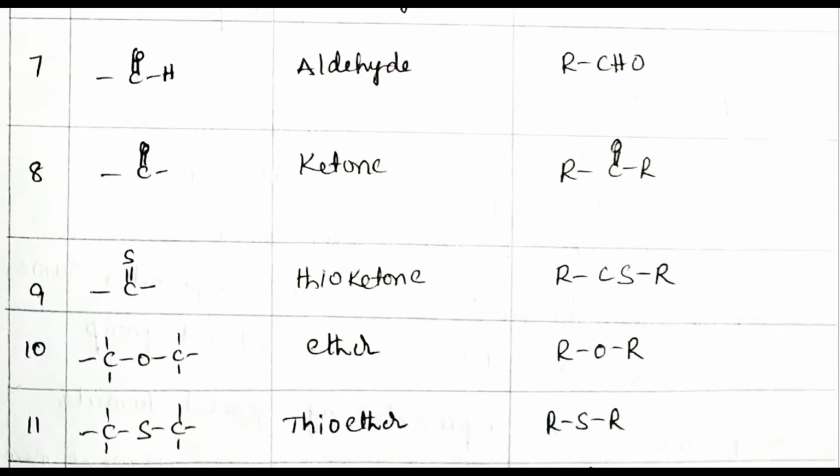Coming to the next one, CHO, which is C=O and H, is known as aldehyde. The general formula of aldehydes is RCHO. Whereas C=O, with the general formula RCOR', is known as ketone. C=S is known as thioketone. The difference between ketone and thioketone is that in ketone C=O is there, whereas in thioketone C=S is there, which can be represented generally as RCSR'.